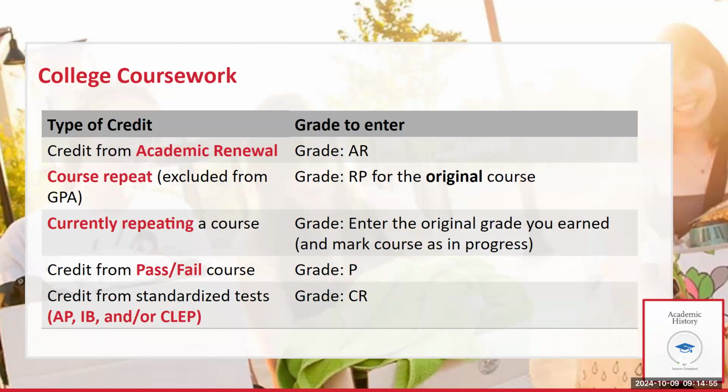If you're currently repeating a course, so for instance, if you're in Math 12 right now, you want to put the original grade and just put in progress for this new grade. And then if you're adding any credit for standardized tests, you can put CR. There is a separate screen where you'll actually add those, so I wouldn't worry about that.